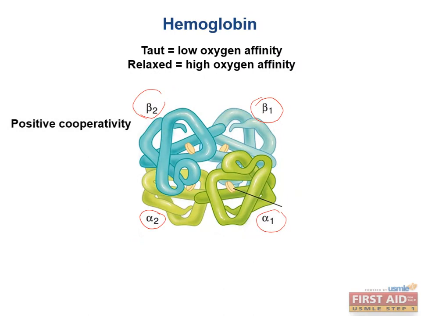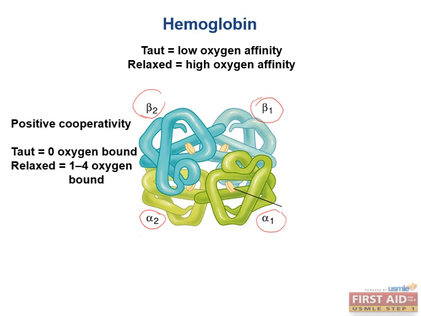So what's positive cooperativity? The binding of the first oxygen molecule pushes the hemoglobin into the R, or relaxed state, by tugging on that histidine residue. So it becomes easier for the oxygen to bind the other 3 heme groups. So the only time hemoglobin is in the taut state is when there's no oxygen bound, and it's relaxed when 1 to 4 oxygen molecules are bound. This explains the sigmoidal curve to the oxygen hemoglobin dissociation curve, which I'll show you in just a bit.